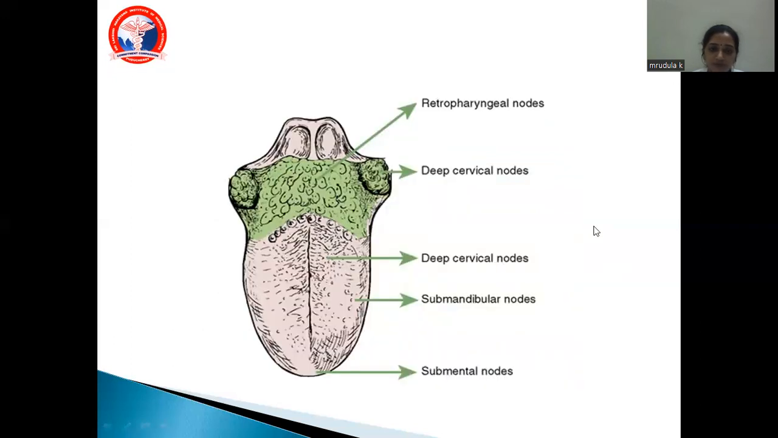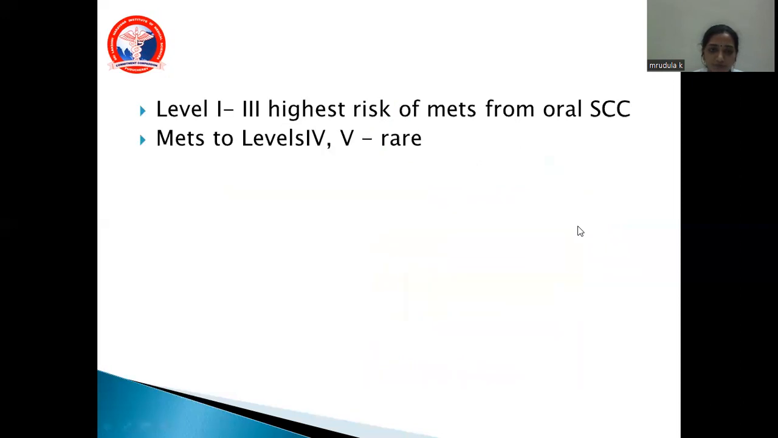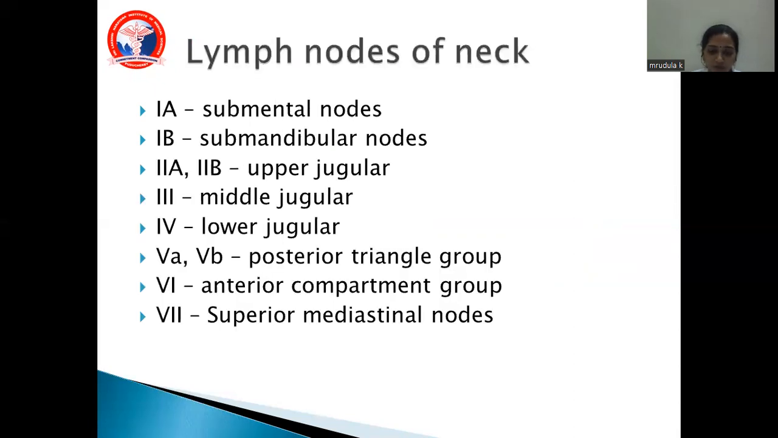The same picture. So levels of nodes, cervical nodes 1, 2, 3 carry highest risk of metastasis from oral squamous cell cancer. Metastasis to level 4 and 5 are very rare. So in order to know the metastasis to the neck, we need to discuss the lymph nodes of the neck. So lymph nodes of the neck are divided into 7 groups.